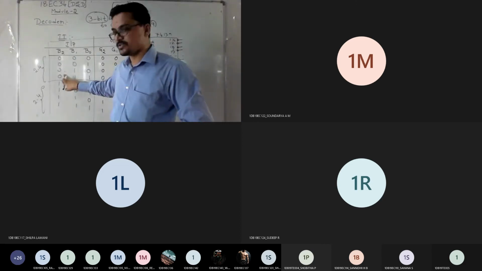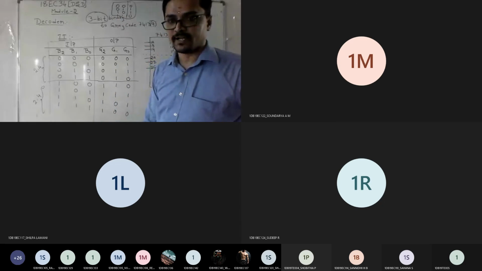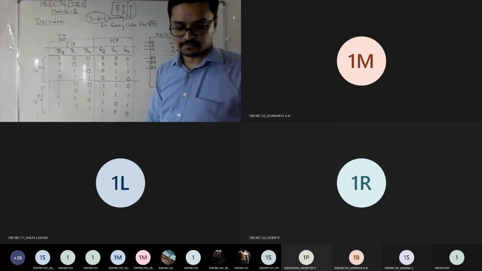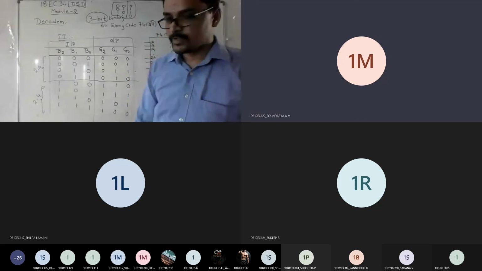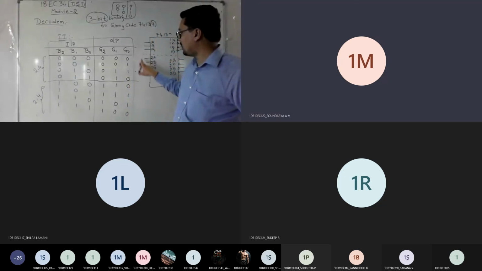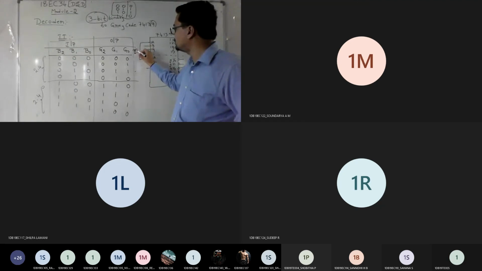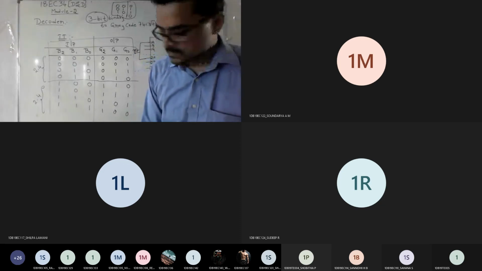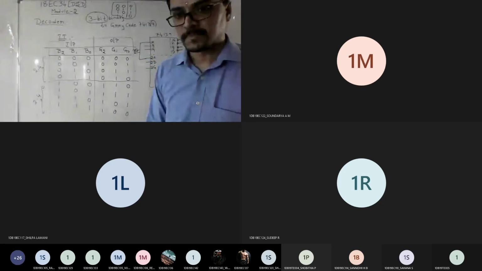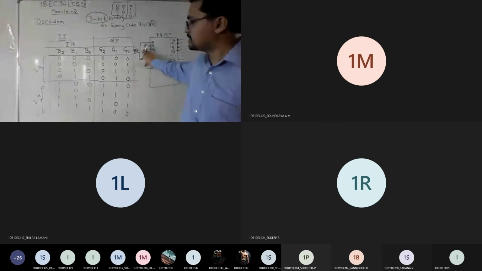See here, 0, 0, 0, 0, 1, 1, 1, 1. All inputs are the same, right? Yes or no? So can I short one of the first decoder's outputs and one of the second decoder's outputs? Can I call this B2? Can I? Yes or no? I'll repeat.